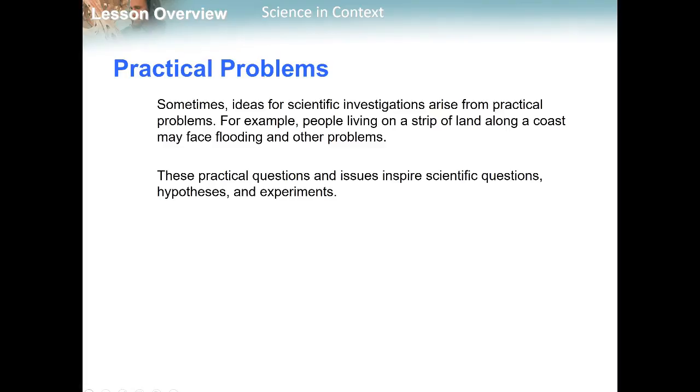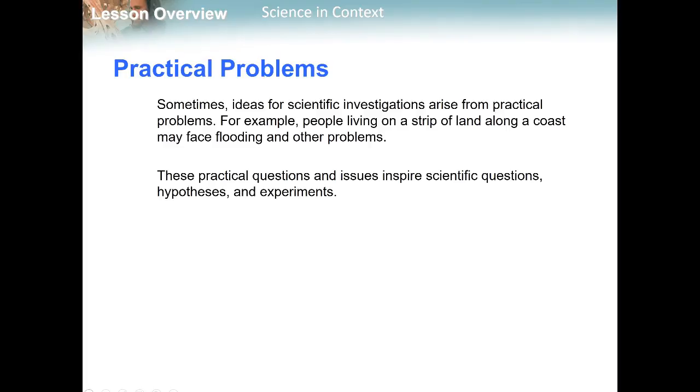And we have to keep in mind, we have to have practical problems. When I said the grass is green because elves paint it, that's really not practical. So we have to have ideas for scientific investigations that arise from practical problems. People living on a strip of land along the coast may face flooding and other problems. So that's practical. How can we solve that? And the questions inspire new hypotheses and new experiments.